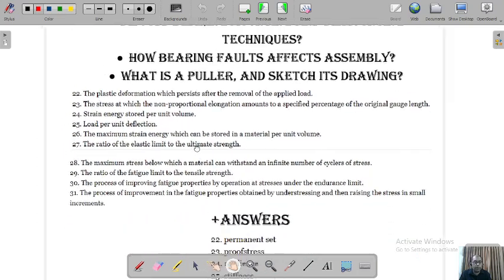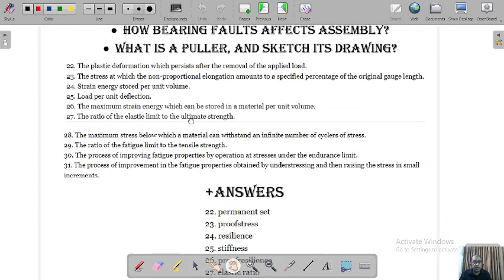Then some other components over here. I have questions that will help you understand the subject, and during the lab we have discussed it also. The plastic deformation which persists after removal of applied load, what is it? Strain energy stored per unit volume is the resilience. If I say draw the diagram of resilience, you have to show it.